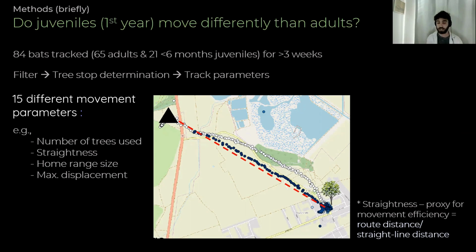One of them, and there's an example here, is straightness. So you would take the shortest distance between, in this example, a cave and a tree in red, and the actual distance that the bat flew on the way there in white, on the way back in blue. And you divide the shortest distance by the actual distance, and you get a number between 0 and 1. And then you can say how straight was the line, meaning how efficient was the track, how targeted.